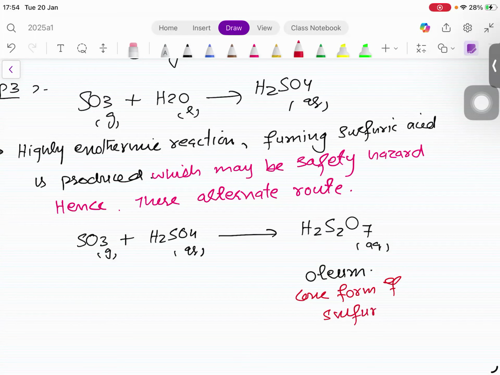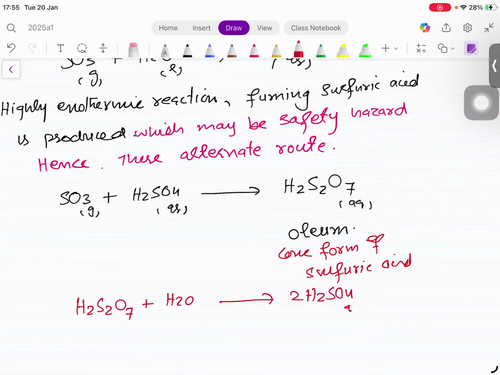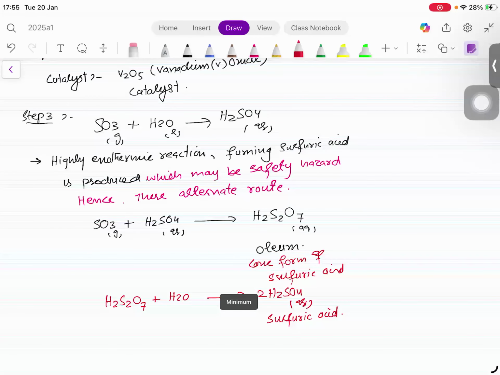So how do you get sulfuric acid back from oleum? Just add water. So H2S2O7 plus H2O gives us what? H2SO4. Okay, so this is sulfuric acid. So this is how we prepare the sulfuric acid.